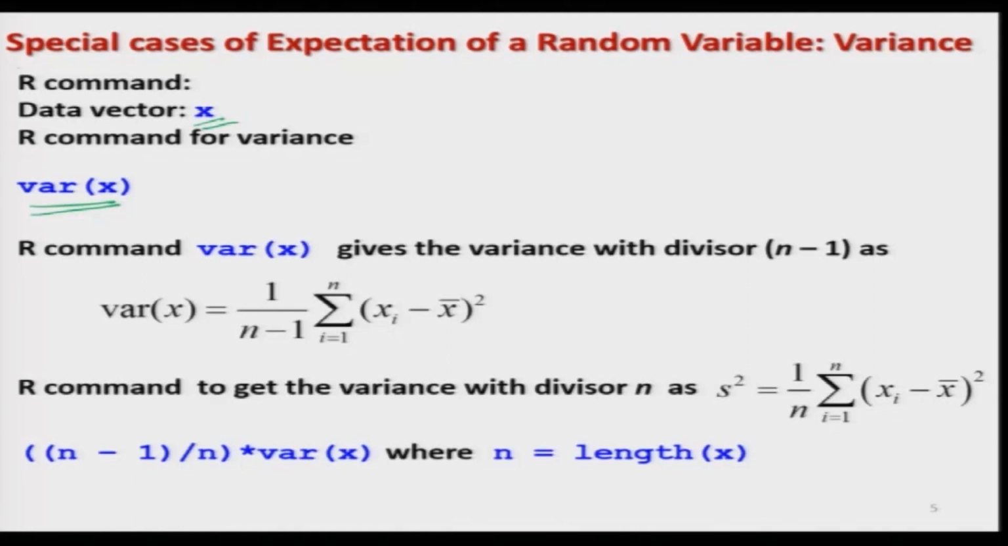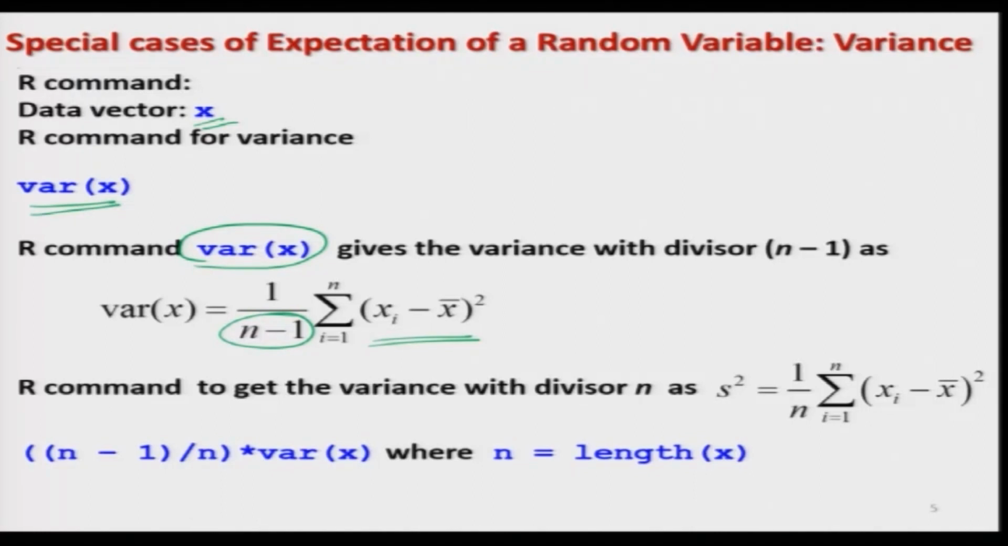One thing I would like to emphasize here is that when you compute the variance using the command VAR in the R software, it gives you the value of the variance which has a divisor n minus 1, right. So it is essentially computing 1 upon n minus 1, summation i goes from 1 to n, xi minus x bar whole square. Whereas what you have learnt is that the quantity has a divisor n, like 1 upon n summation i goes from 1 to n xi minus x bar whole square.